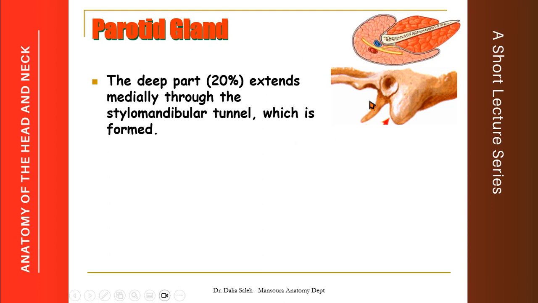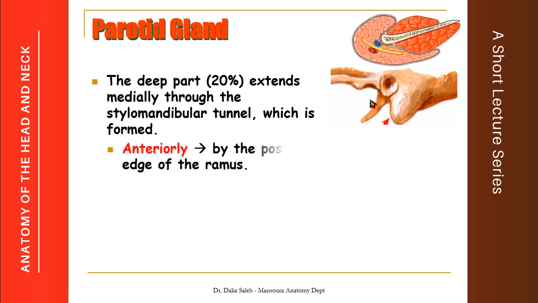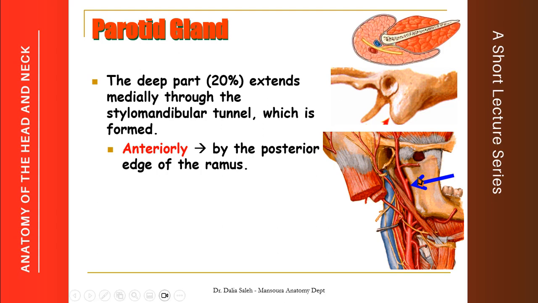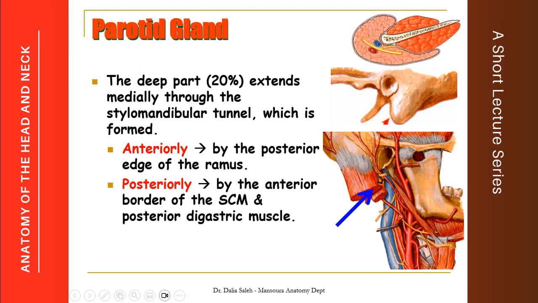If we look at this picture, this is the mastoid process, this is the styloid process, this is the external auditory meatus. Here is the mandibular fossa and this is the articular tubercle, so the ramus of the mandible will be in this part or in this area. So the stylomandibular tunnel again is formed anteriorly by the posterior border or the posterior edge of the ramus of the mandible, posteriorly by the anterior border of the sternocleidomastoid muscle and the posterior belly of digastric.